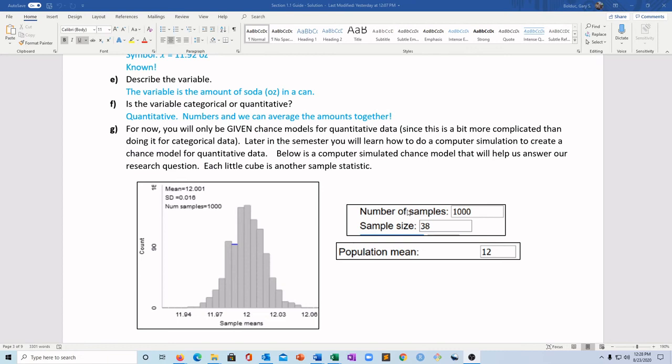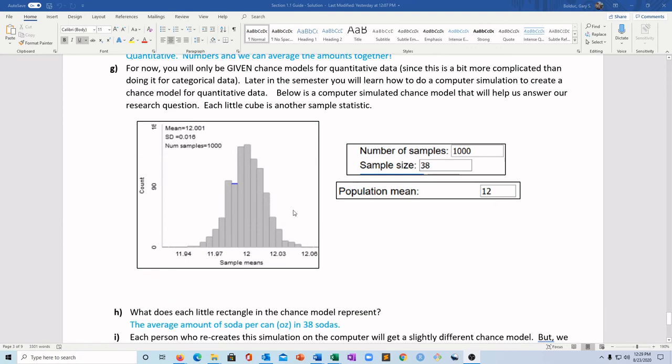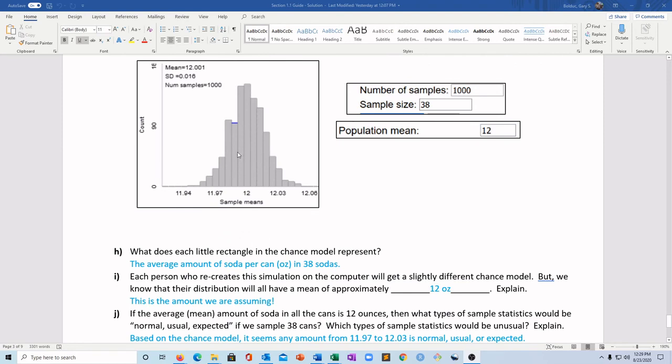And then I have to take what I got and try to compare it. Okay, so that's our picture. We see that the middle is around 12, which we expect because that's what we told the computer is the truth about our cans. What does each little rectangle here represent? It represents the average amount of soda per can in 38 sodas. So each one of these is the computer taking 38 sodas, measuring how much is in there, and averaging it.